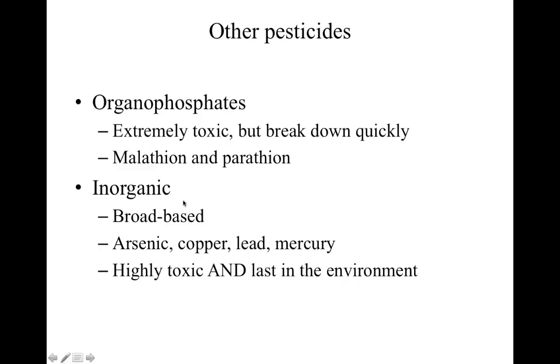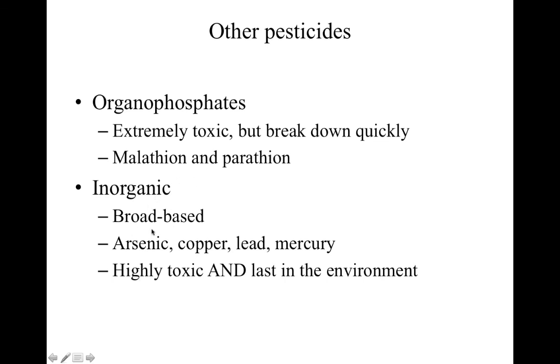Okay, some other pesticides, moving away from DDT: organophosphates. These are organic compounds that have phosphate groups attached. These are extremely toxic, but they don't persist. They break down quickly, and that's why they're allowed, even though they are toxic. And a couple of examples of them.